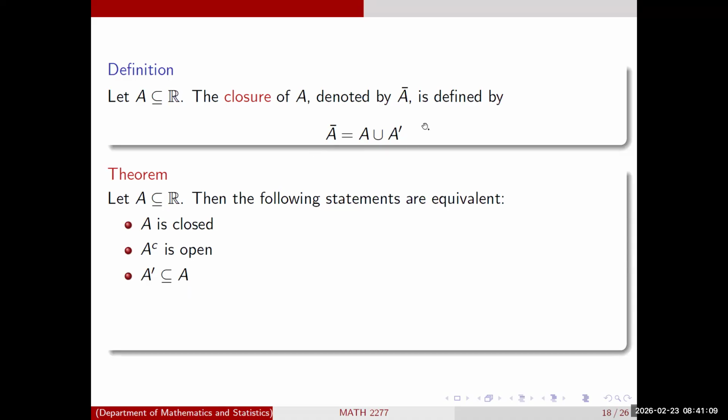Notice if a set contains all its limit points, that is, if A prime is a subset of A, then if you look at the definition of the closure and A prime is already inside of A, when you do this union, what will you get? You will get A, right? So that gives the last result. A set is closed if and only if it is equal to its closure. The proof is omitted, but you could still try it yourself as practice.